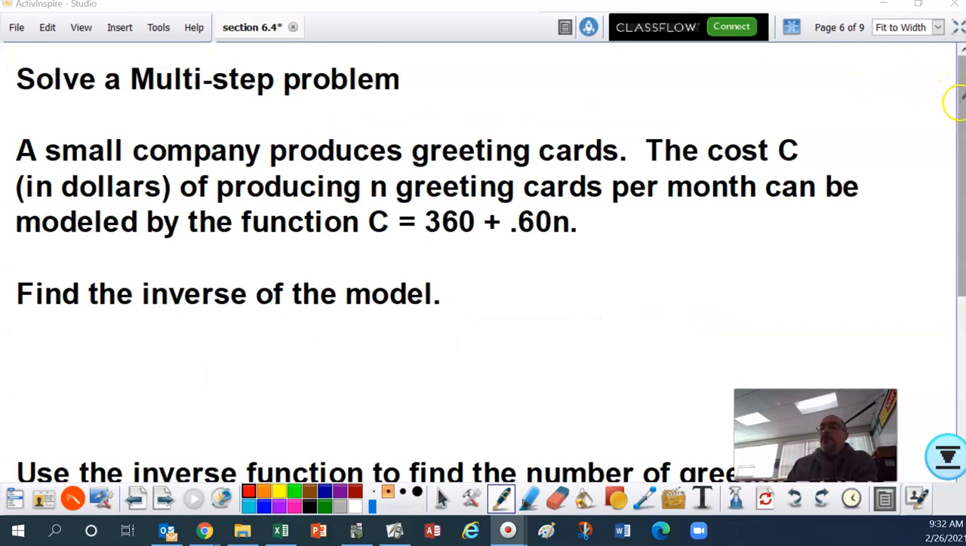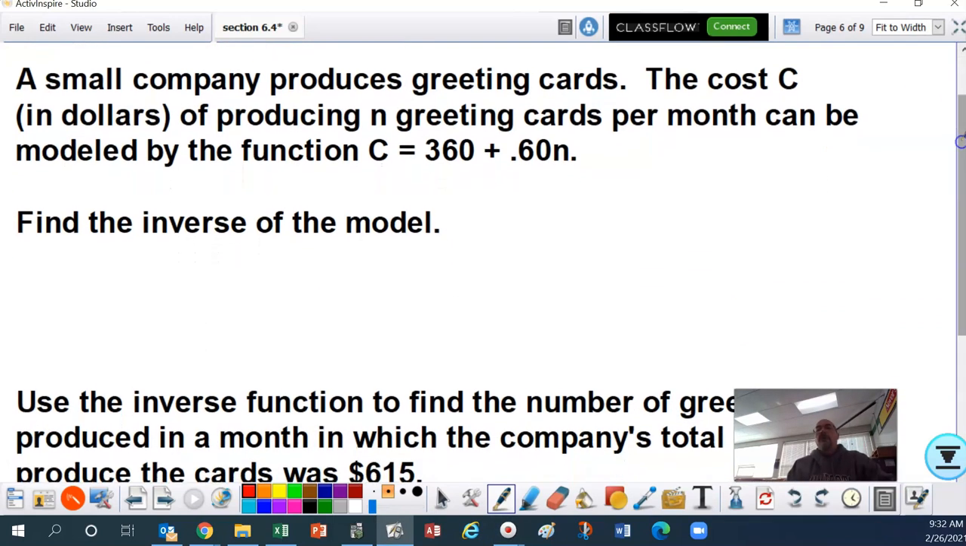Now, we have a small company that produces greeting cards. The cost C in dollars of producing n greeting cards per month can be modeled by this function. Find the inverse model. Now, folks, before we go any further, when we do word problems, we're simply going to solve for the other variable for its inverse. And there's a reason why that I'll talk about at the end.